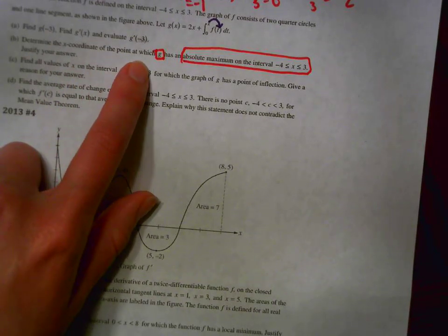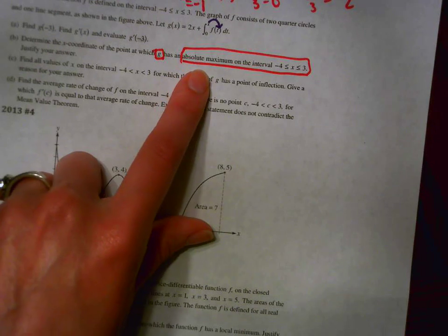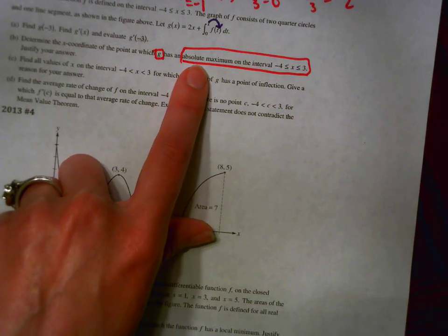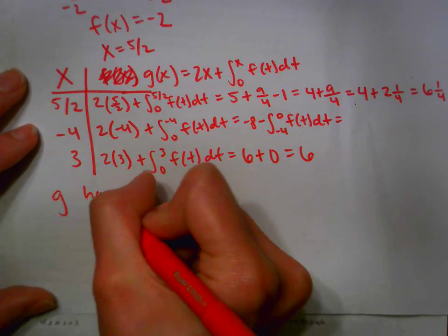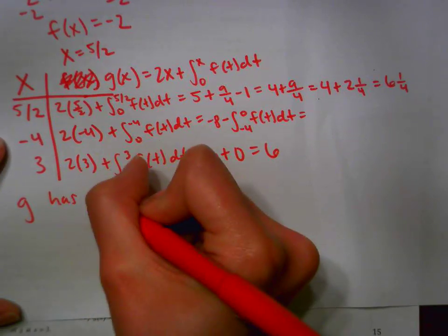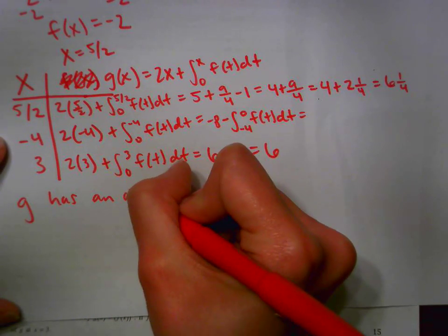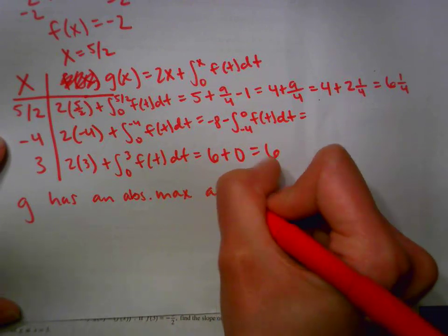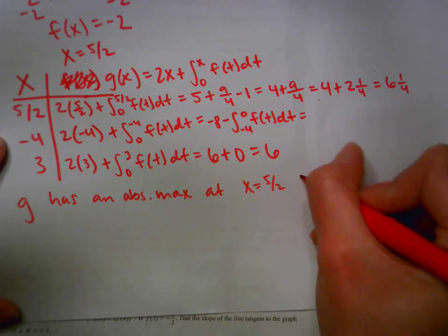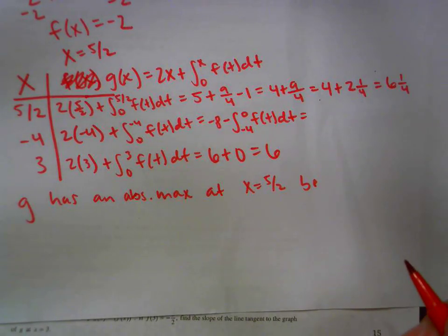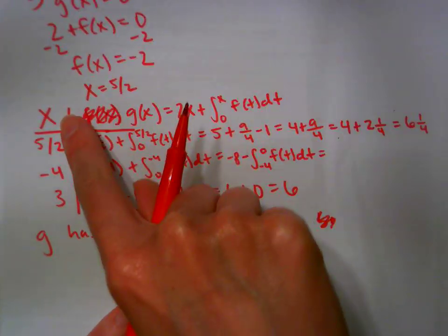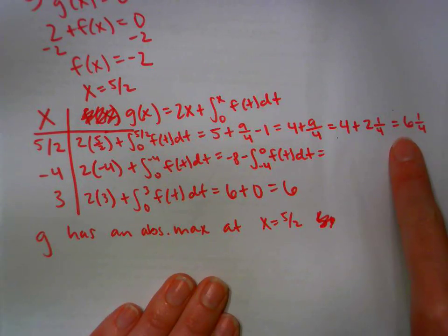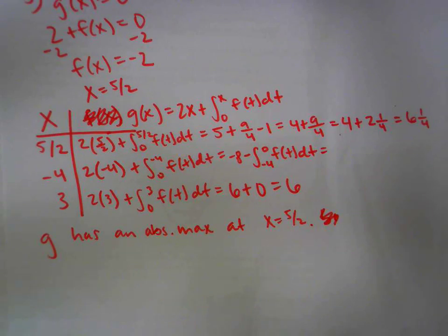So let's reread our question to make sure we answer. Determine the x-coordinate of the point at which g has an absolute maximum. So we just want the x-coordinate, not the y value. So I'll just put it in a sentence. G has an absolute max at x equals 5/2. Oh, you know what, I was going to write because, but you don't really have to. If you showed all this work, you showed getting your critical value, and you showed plugging critical value and endpoints into your original, that's enough work, because it's hard to put that into words.